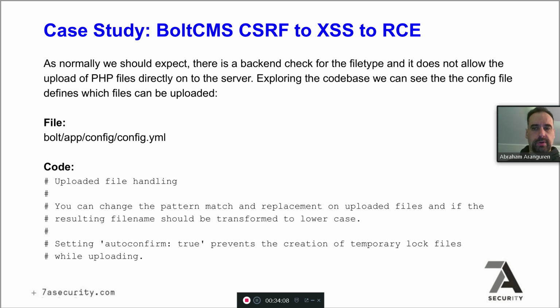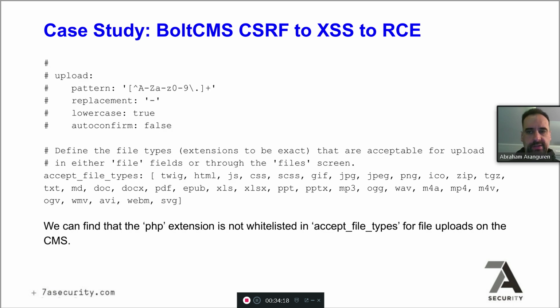So if you go to bolt app and config.yml, you will see here how this works, right? If you scroll down a little bit, you will see that there's a wide list of allowed extensions being defined here, right? So accept file types, and this tells you all the file types that are allowed, right?